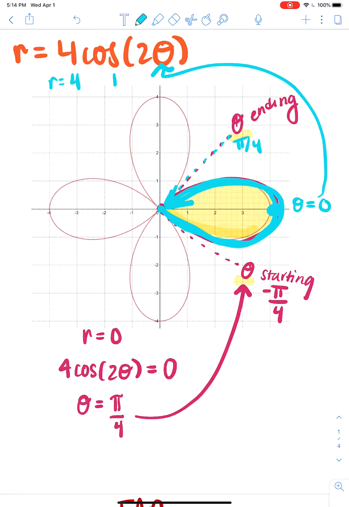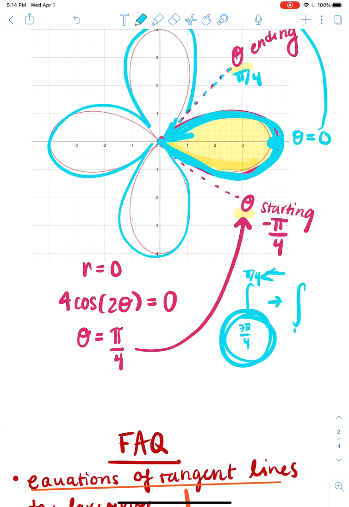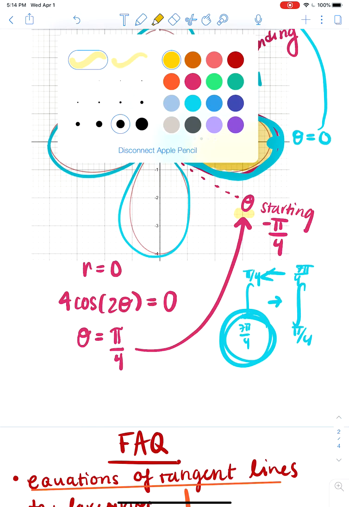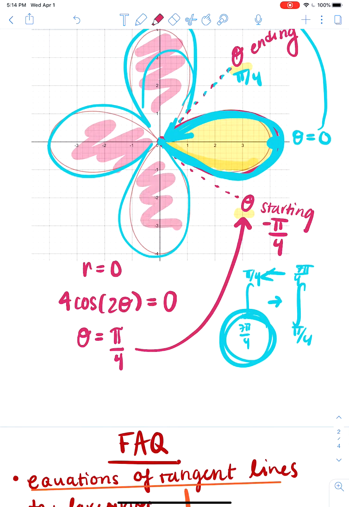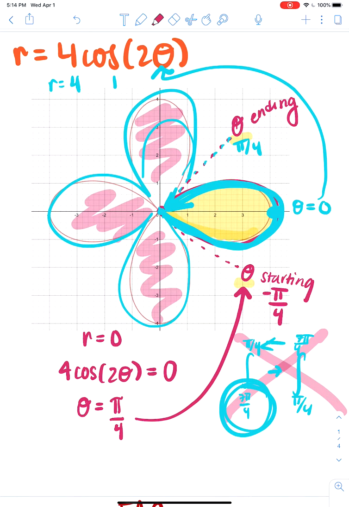We need to be using our intuition to check the different versions of the indices. If we started at, say, 7 pi fourths, then we might be moving backwards, because if we're going from 7 pi fourths to pi over 4, then the start is bigger than the end, and we would have to flip the indices, and we'd be tracing the area in red over here that we don't want. So that would be a no-no. And that's how we're thinking about that.